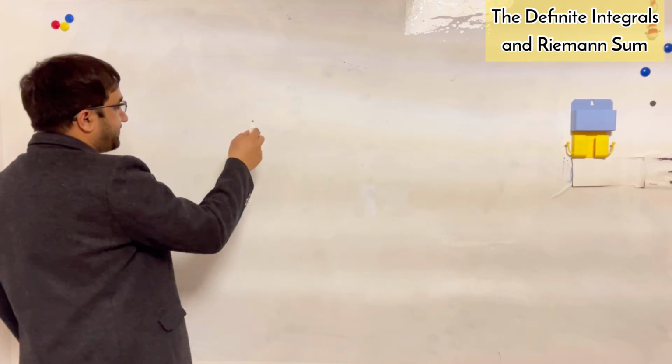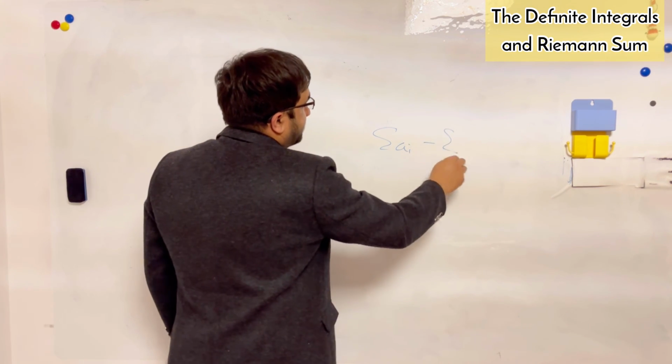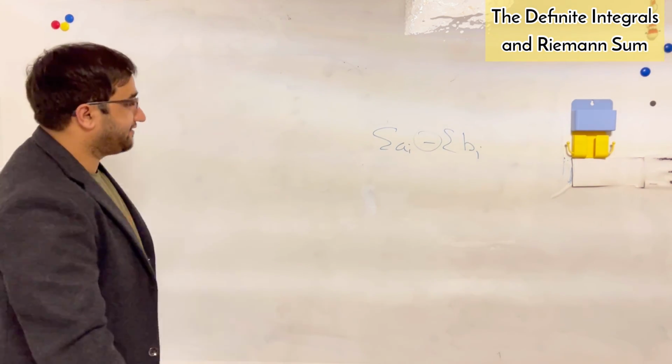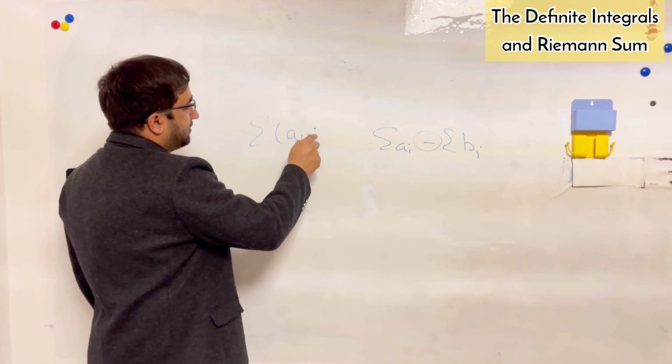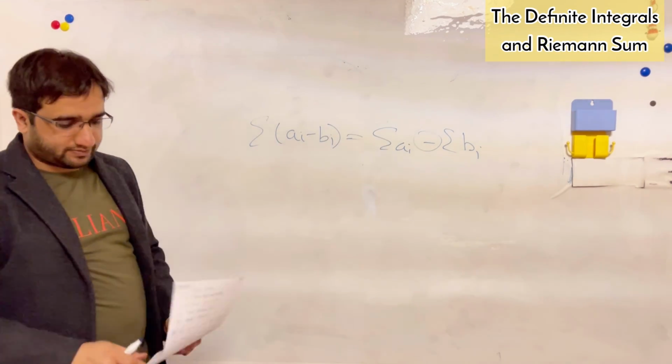And if you have the difference formula, it is the same, but there will be a difference, a_i minus b_i, this symbol. So in addition and difference, you can always split the summation like this. You can apply the summation one by one on each of them.